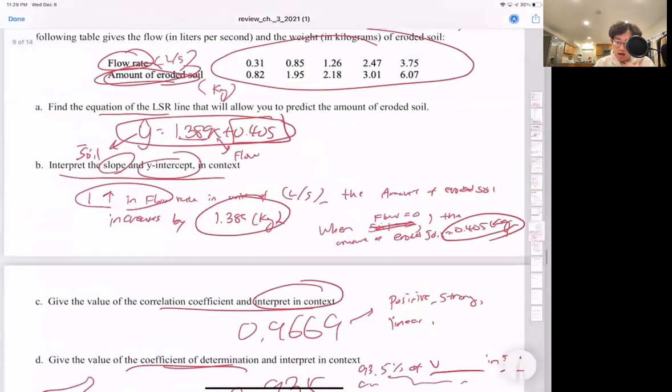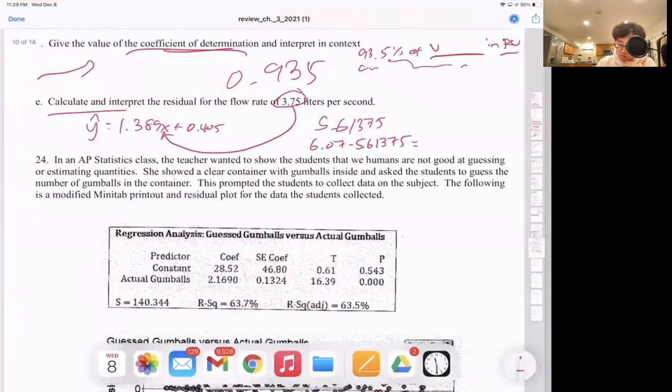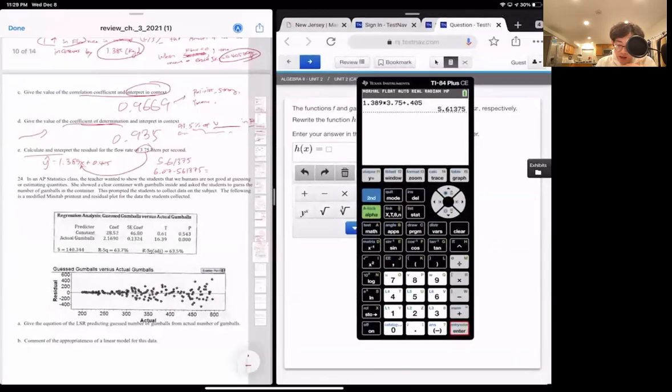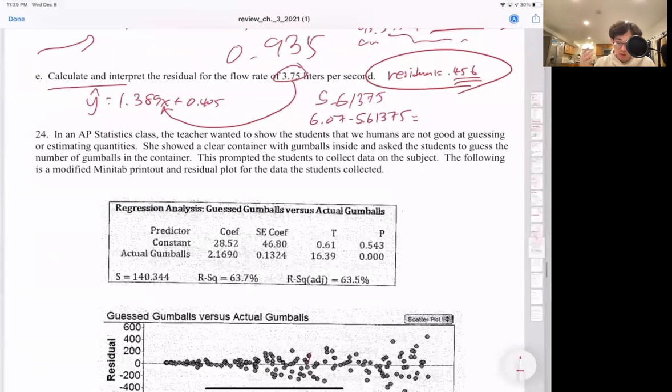But for 3.75, we actually have the amount of eroded soil. This is the actual amount, which is 6.07. So it's 6.07 minus the 5.61375, that answer that we just got. So the residual would be 0.456. The answer key says 0.45, but again, I'm just leaving a little bit more decimal points to indicate that.